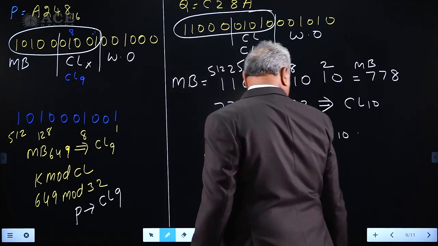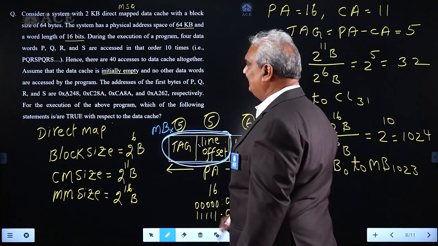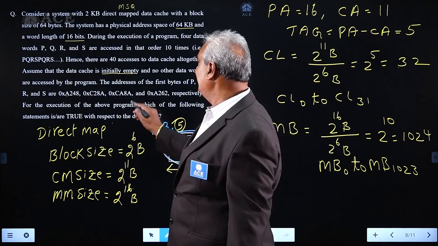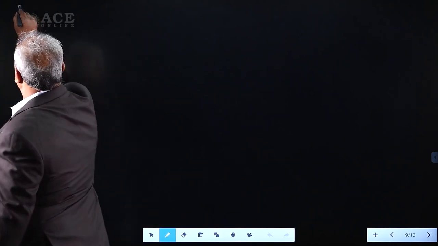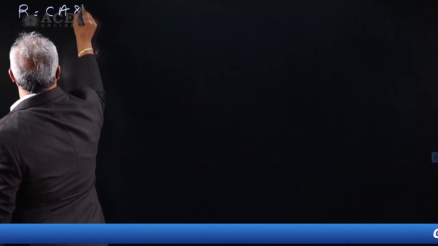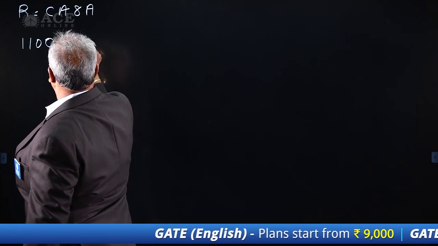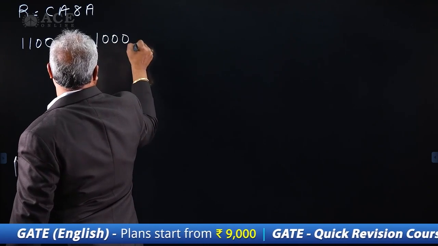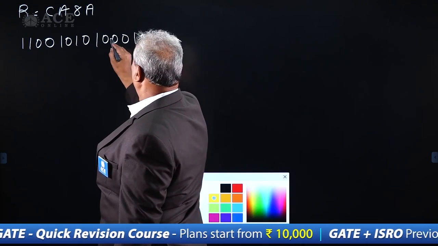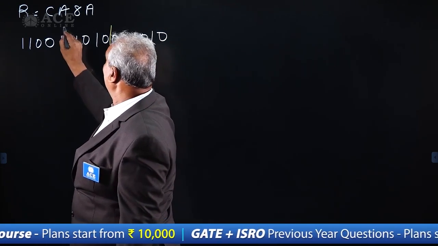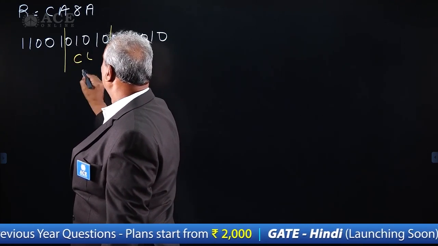Okay. Next. What about R here? R is CA8A. C is 1100, A is 1010, 8 is 1000, A is 1010. Now, the least 6 bits are word offset. The next 5 bits are cache line offset. 01010 is nothing but CL10.